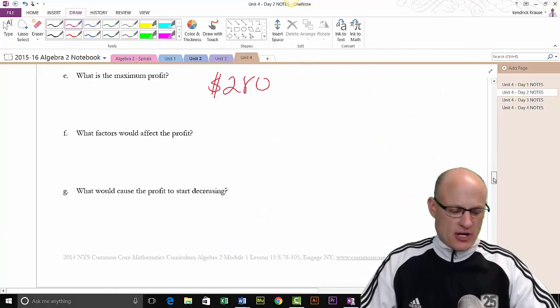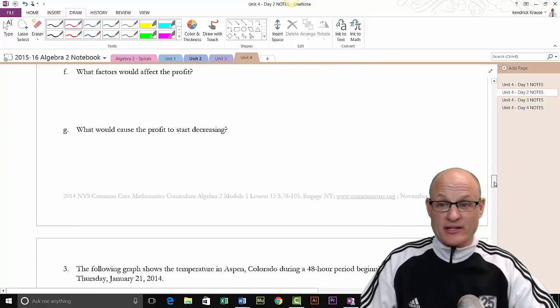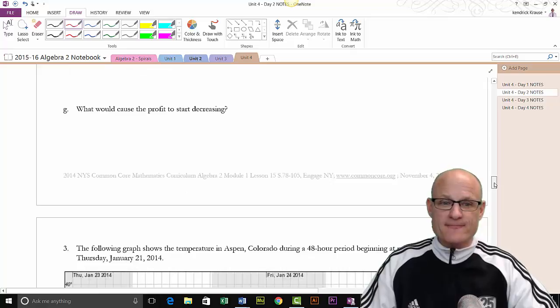And what would cause the profit to start decreasing? If you make too many shirts, you're not going to make enough money. You'll just have to eat a bunch of costs.